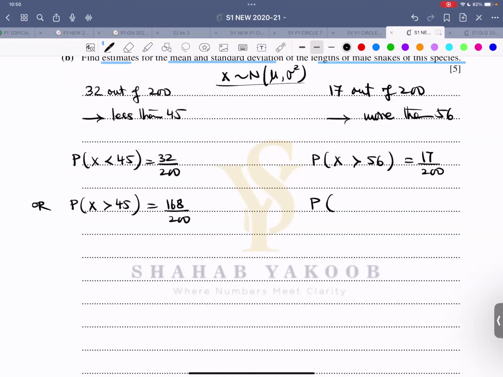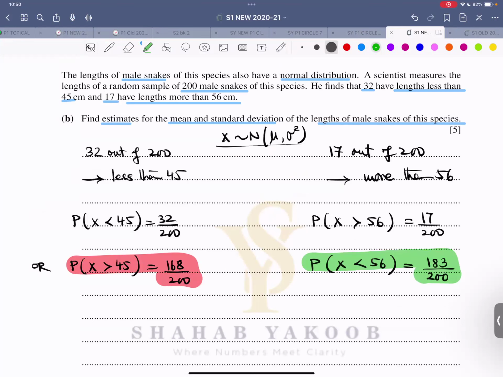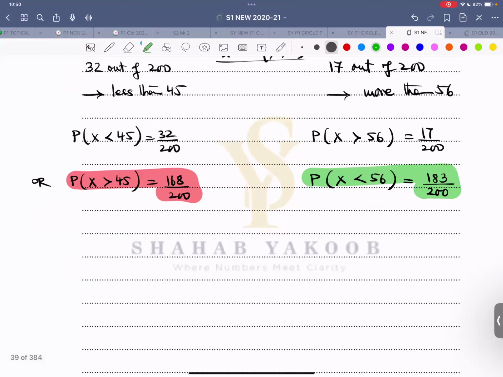The same scenario over here. Probability X lesser than 56. 200 minus 17, 183. This is 183 over 200. Now we'll be working in these terms. So this is one equation that we are looking for. That is this one. And this is the other equation right over here. So now you have to work it out.